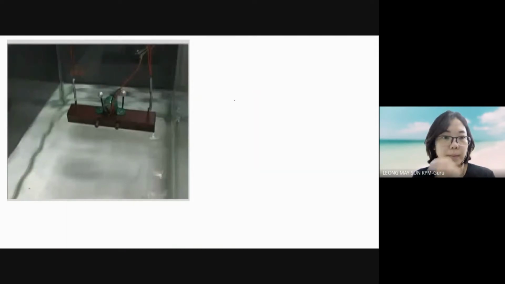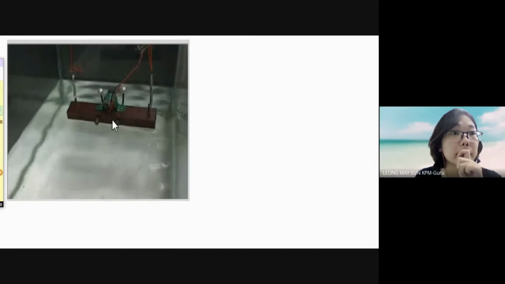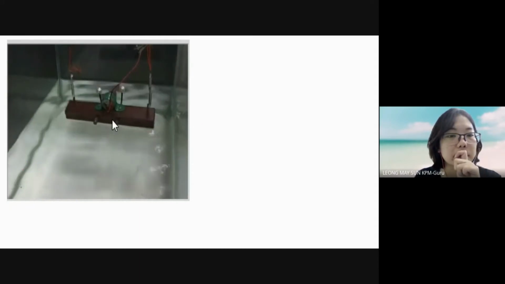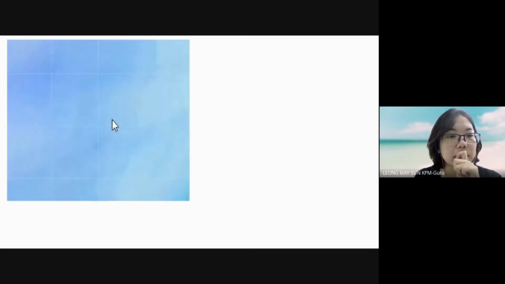Click on the motor to start the vibrator. What do you see on the water surface? Water waves are produced. What is the direction of propagation of the water wave? It's moving from the source of vibration towards the left, from right to left.